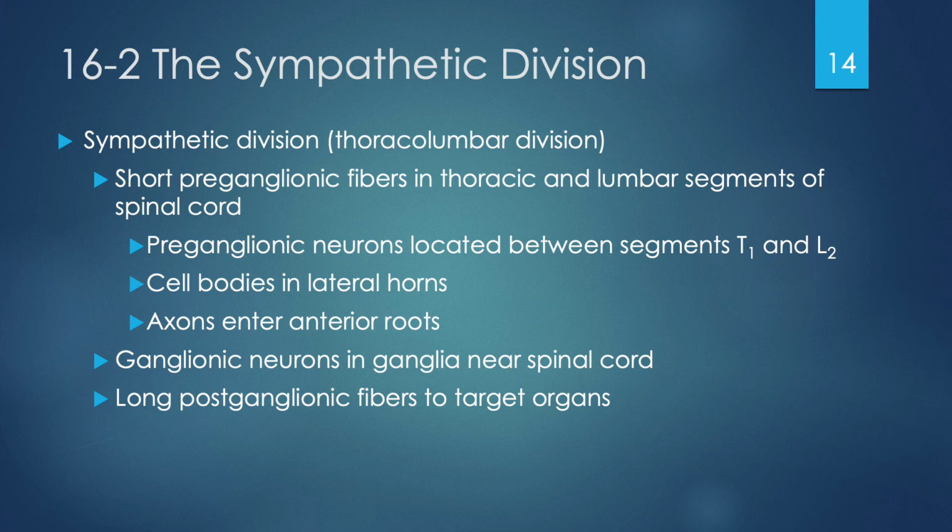The cell bodies are going to be located in the lateral horns, and the axons will enter in the anterior roots. So at this point then, we have the ganglionic neurons that are located in ganglia that are usually right next to the spinal cord. And then from that point on, we have the long postganglionic fibers that are going to stretch all the way to the target organs. So the short of it here is that in the sympathetic division, we have short preganglionic fibers, sometimes two, and then we have a long postganglionic fiber that stretches from the ganglion to the target site.